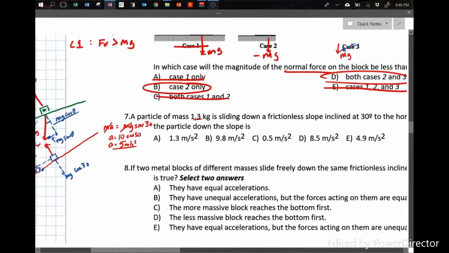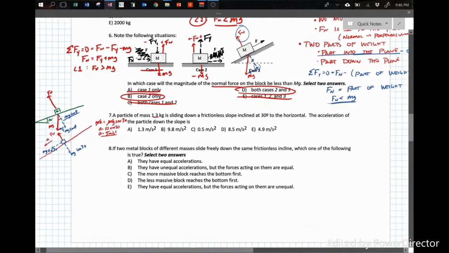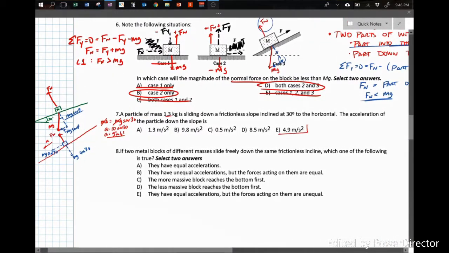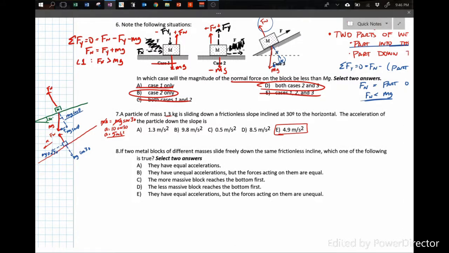Which, I'll zoom out so we can see this again, is really close to 4.9. This problem used 9.8 for gravity instead of 10. On the AP test, all the multiple choice questions will be written as if the acceleration due to gravity is 10.